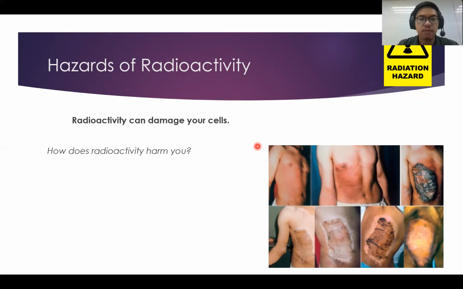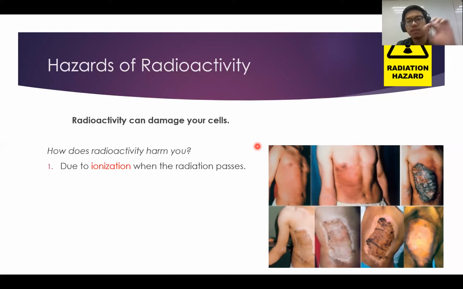How does radioactivity harm you? There are two ways for radioactivity to harm you. Number one, due to ionization when the radiation passes. So ionization can be bad when there's too much of it, because you remember ionization is when an atom becomes an ion. So the atom changes and becomes an ion.